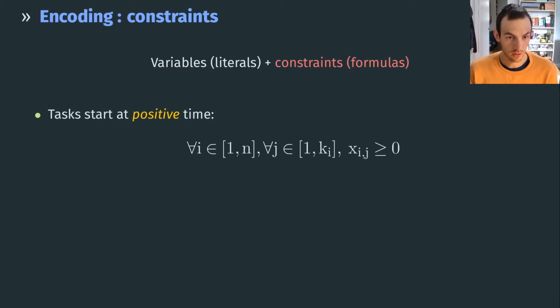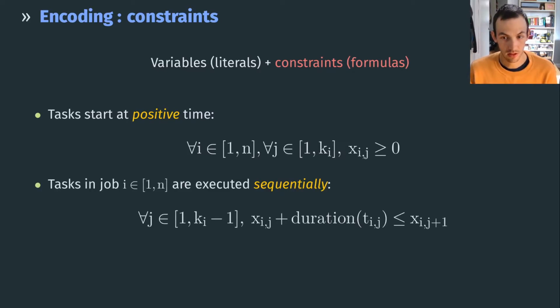The first constraint that we're going to add is that the tasks should start at a positive time, so the xij are positive. Formula is that for all i in 1 to n, so for every job, and for all j in 1 to ki, so for every task in the job, xij is larger or equal to 0.